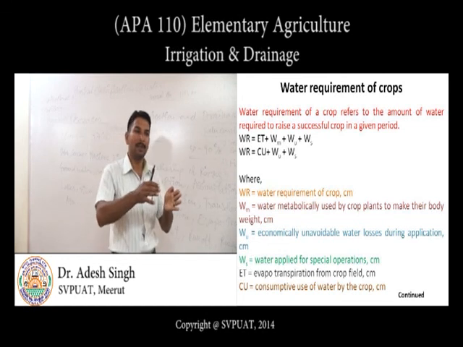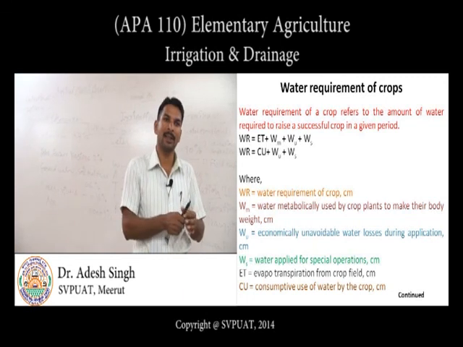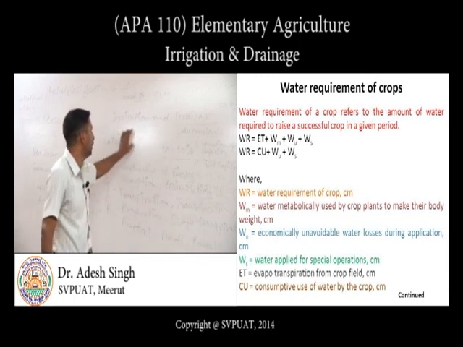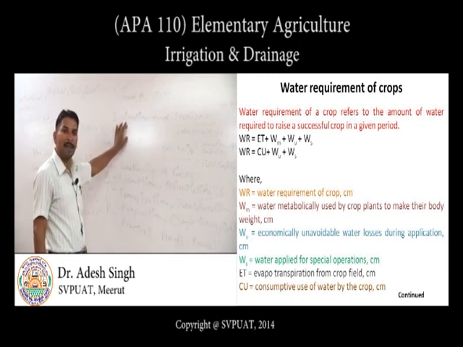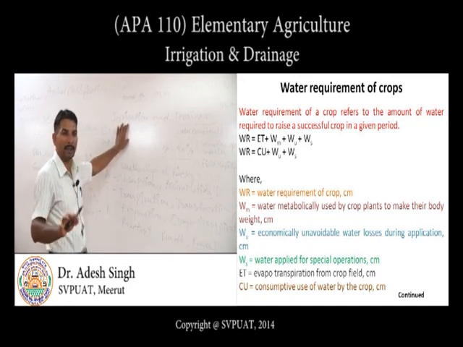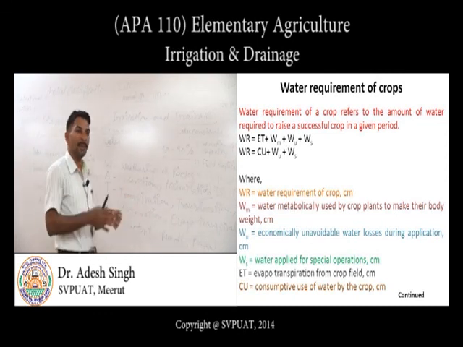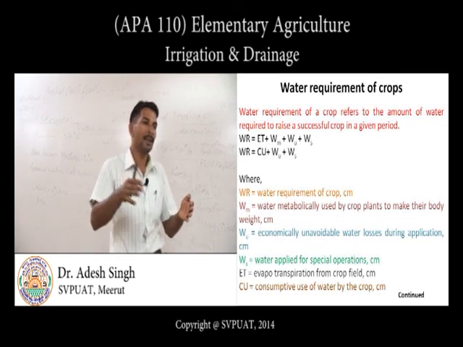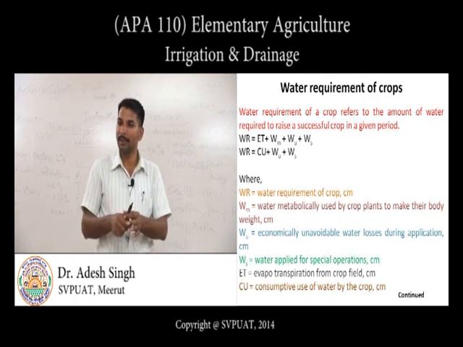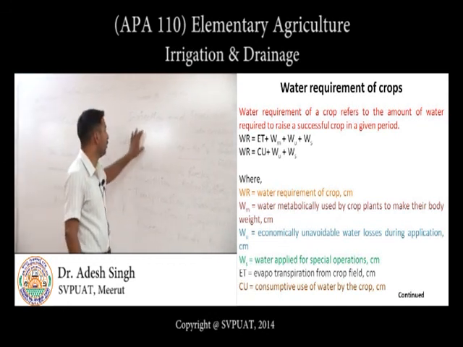So unavoidable losses are the losses in the application process. For example, when we provide the water from source to the field level, then whatever conveyance losses are there in either the irrigation channel or in the application method, these losses cannot be completely curtailed, although they can be minimized by adopting the proper method or the proper conveyance mechanism. Means if the channels are lined or concreted, then we can minimize the losses, and if the channels are kacha channels, for example, then the losses are more.